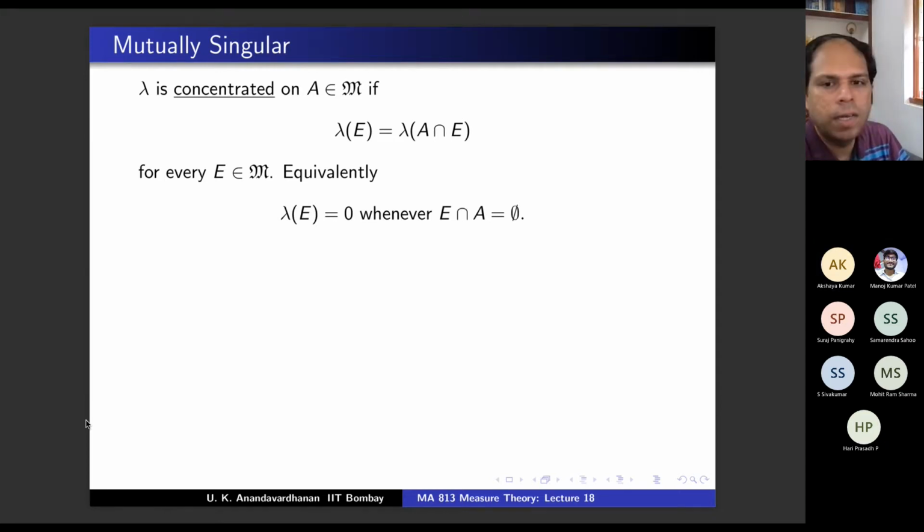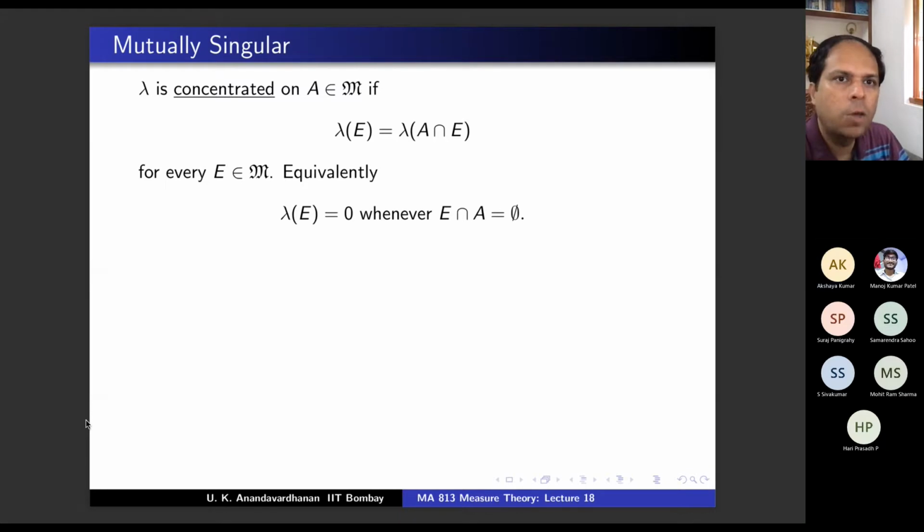So if you take any B containing A, then B complement is contained inside A complement. E inside A complement should have measure zero. That's the meaning. So suppose you take B so that B complement contains A complement. So what does that mean? B complement contains A complement means B is contained inside A, right? You have a set A and you take a subset B. Then B complement is bigger than A complement, right?